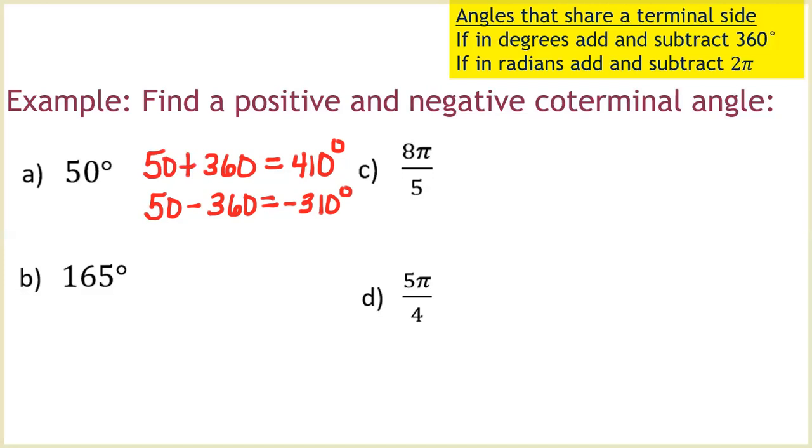So these three angles are all there. They all have the exact same terminal place. So the angles are at 50, 410. All of these are exactly the same. They all share a terminal side.